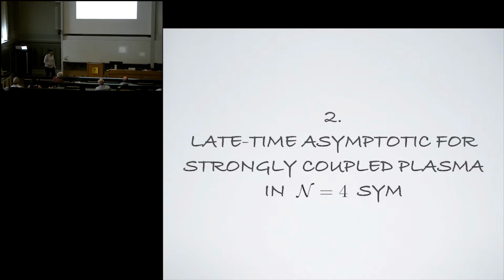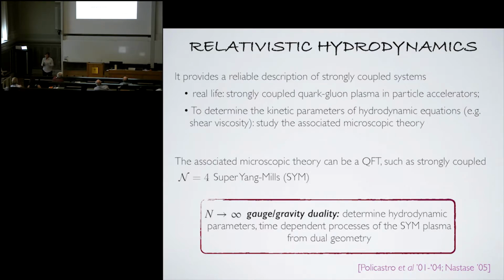So now I want to go into my example, which is the late time asymptotics of a strongly coupled system. There'll be a lot of words about the example. So it's relativistic hydrodynamics, which gives us a description of strongly coupled plasmas and a way of having a time evolution of strongly coupled plasmas. In particular, it gives us a description of strongly coupled quark-gluon plasma, like what shows up in particle accelerators. But as with any hydrodynamics, we have several kinetic parameters that cannot be fixed directly, except if you know the microscopic theory behind the evolution, then you can actually calculate these kinetic parameters.